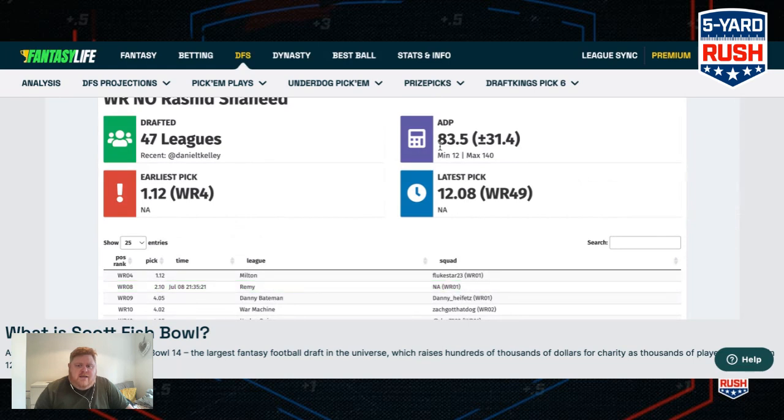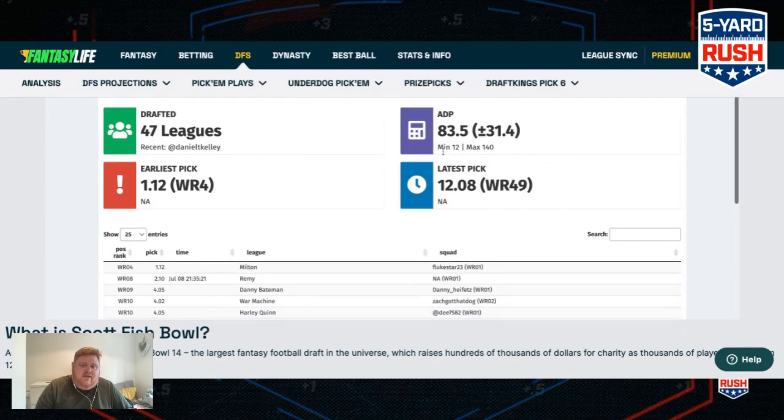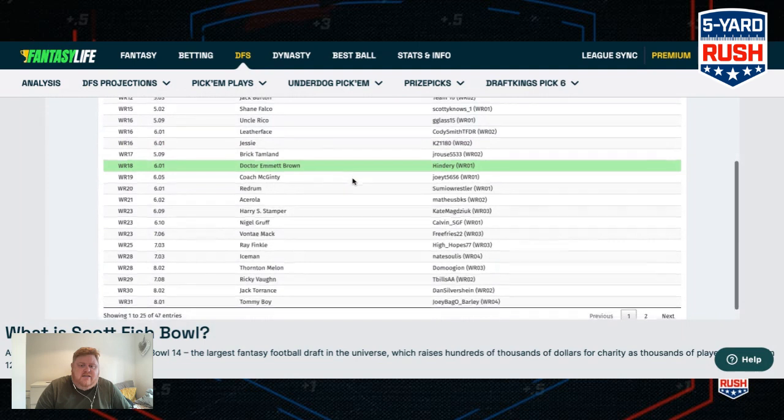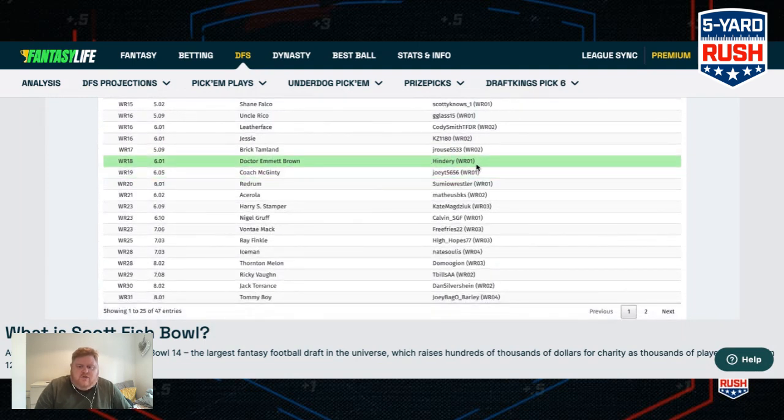So his ADP at the moment is 83.5. And again, it's slightly inflated because of this 112. But he also has gone as late as 140, which is just not realistic. So you see here, there's plus or minus 31.4. This is where the sort of margin of error is. So I'd be taking the plus on that. I think if you want him in your picks, you're going to want him around pick 50 to 60 is where you're going to need to take him if he's someone that you're looking to draft.